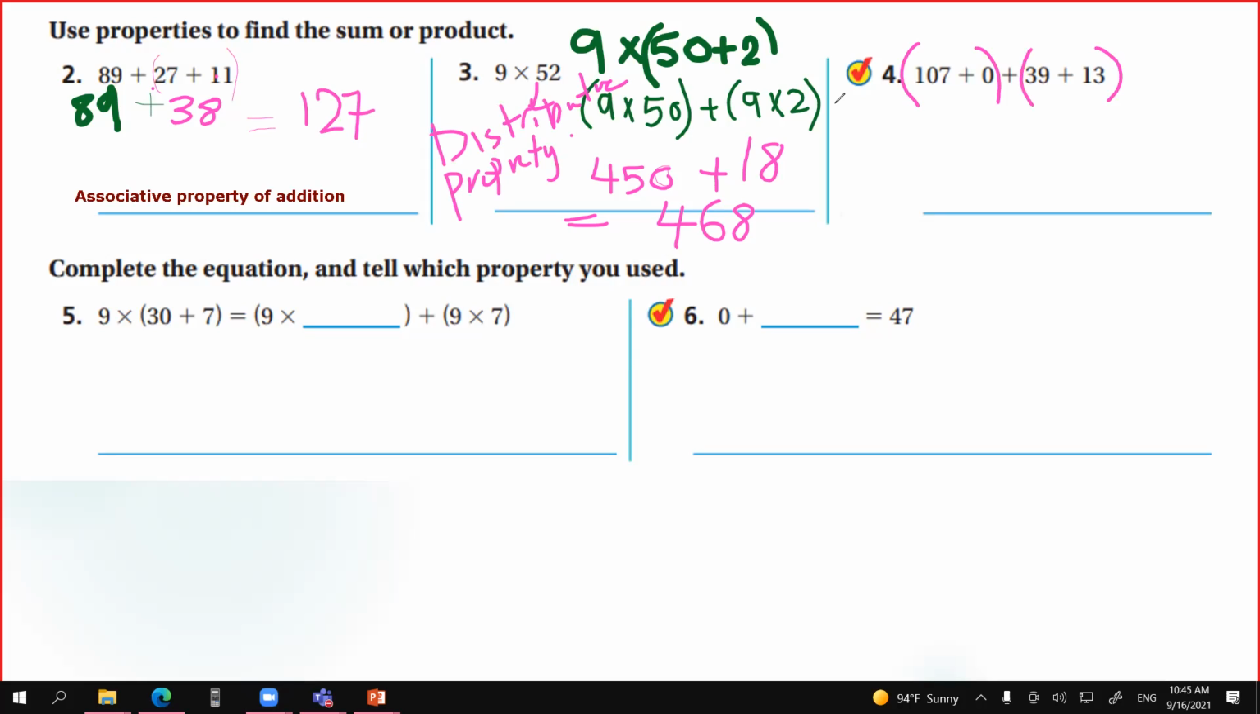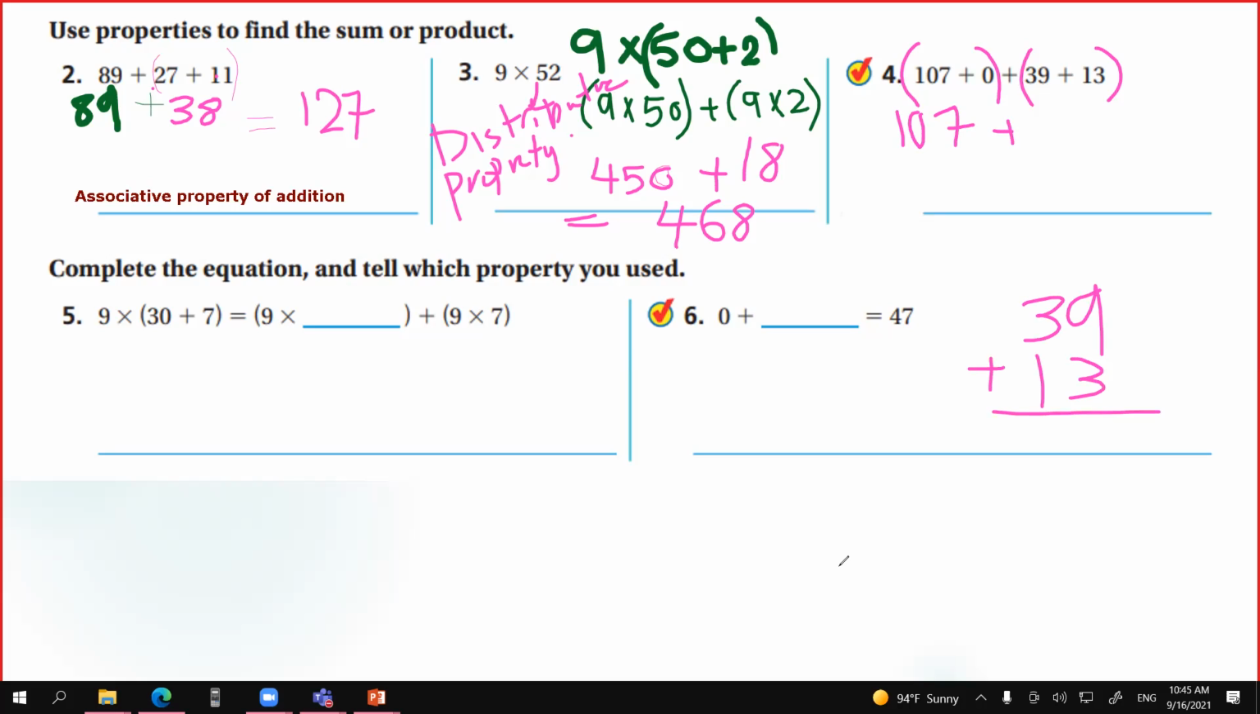Then the result, or the summation of the first bracket, and then I will add to the summation of the second bracket, and then I will find the answer. So here, 107 plus 0, 107, is it right? And then 39 plus 13.